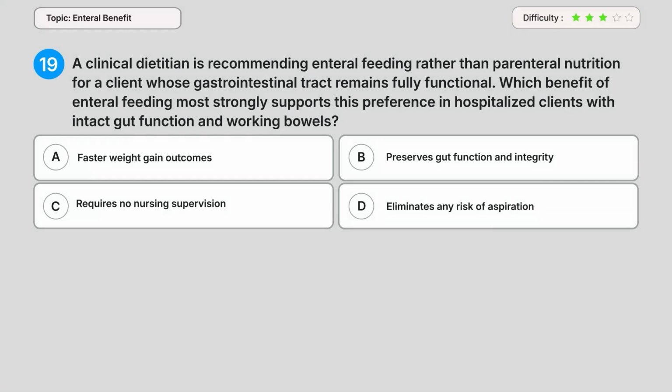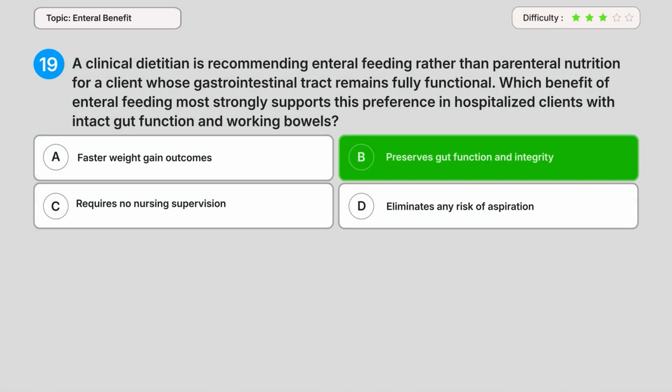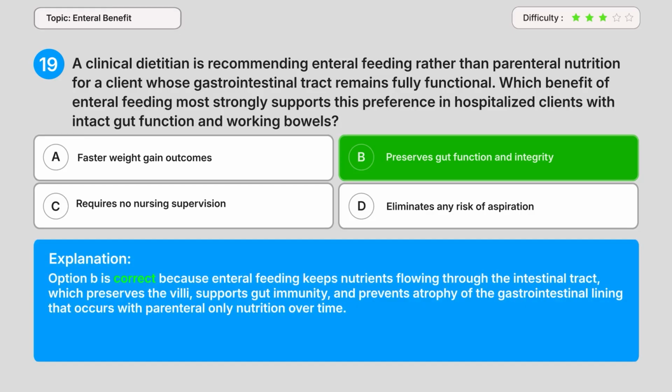Correct answer, B. Preserves gut function and integrity. Explanation. Option B is correct because enteral feeding keeps nutrients flowing through the intestinal tract, which preserves the villi, supports gut immunity, and prevents atrophy of the gastrointestinal lining that occurs with parenteral-only nutrition over time.